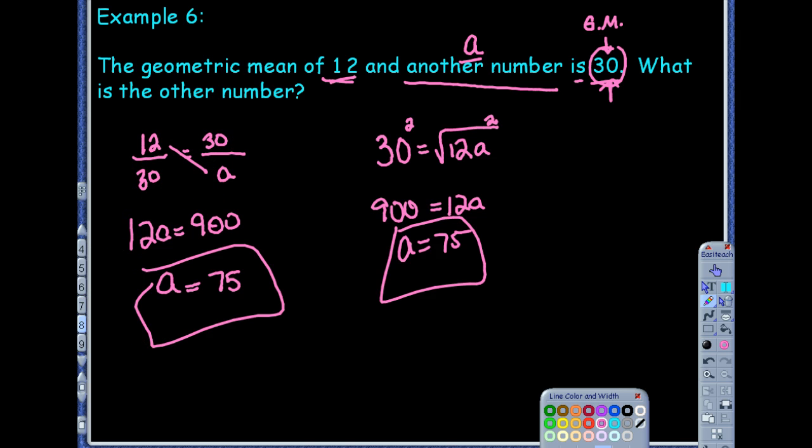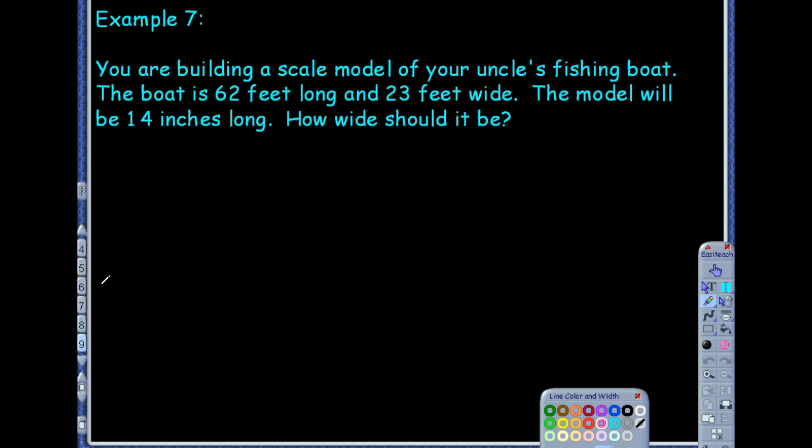Good. All right, I think this is our last example. Yes, it is.